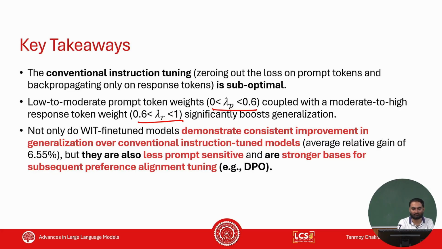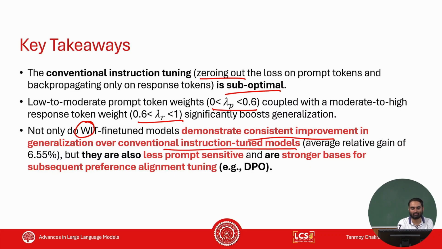We also showed across multiple sets of experiments and models that if you zero down the loss on the prompt token or the instruction token, the result will be suboptimal, and this is true across all the models: encoder only, decoder only, encoder-decoder, and different types of decoder only models. And we call this fine tuning the weighted instruction fine tuning technique, WIT. We also show that it consistently shows improvement in generalization over conventional instruction tuning.